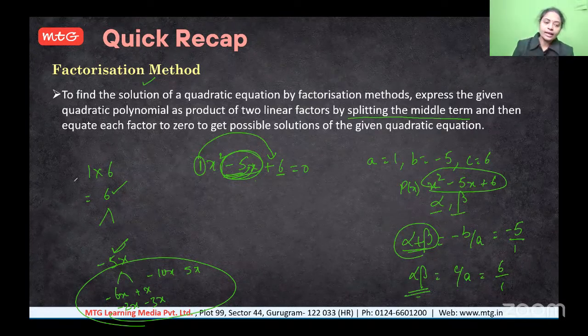To decide that, I use this coefficient of x square and constant term product. That I split. Now, how am I going to do that part? Have a look at this.